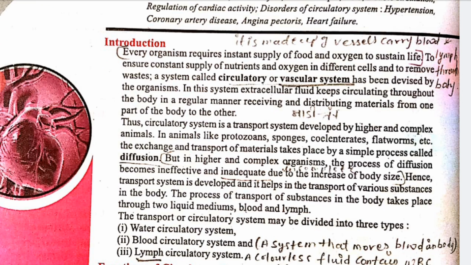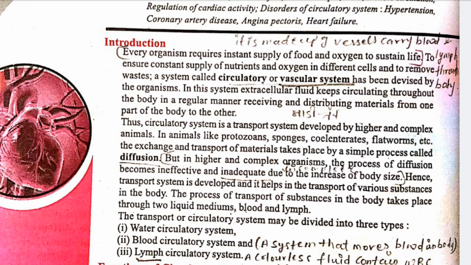Extracellular fluid keeps circulating throughout the body in a regular manner, receiving and distributing materials from one part of the body to the other part. This is known as circulation. Thus, the circulation system is also known as the transport system, which is developed by the higher and complex animals.